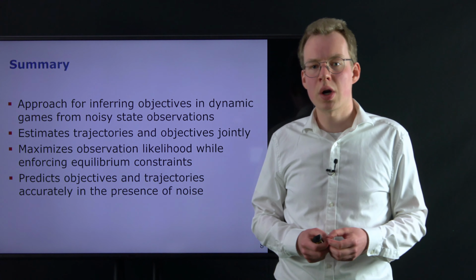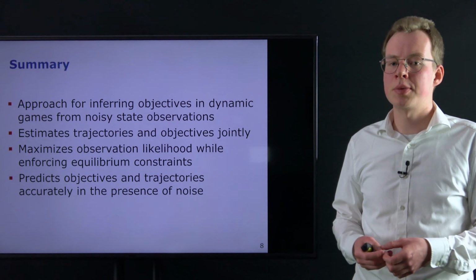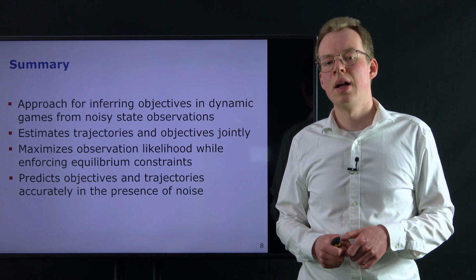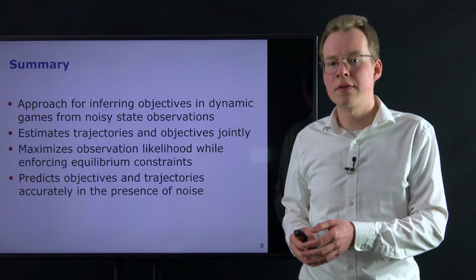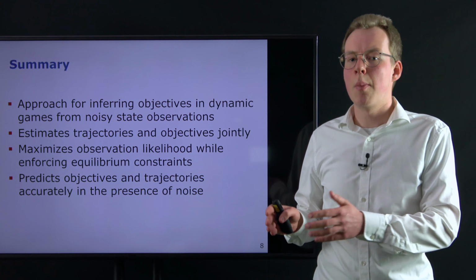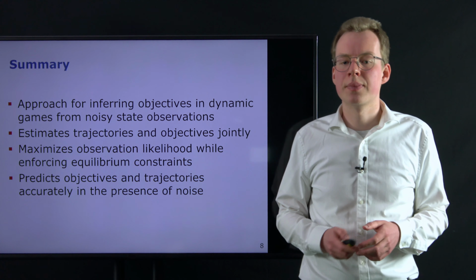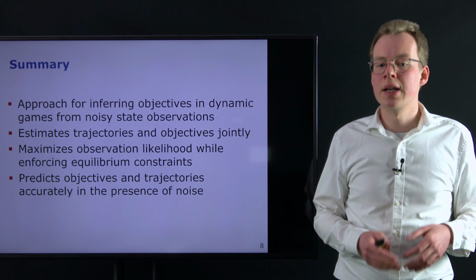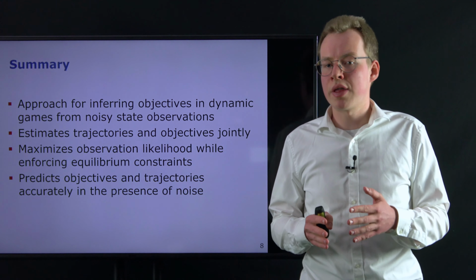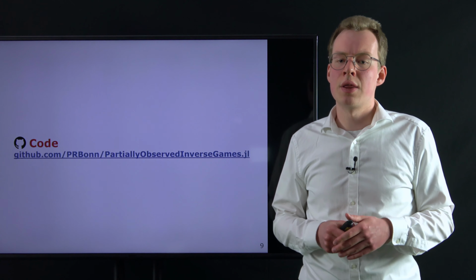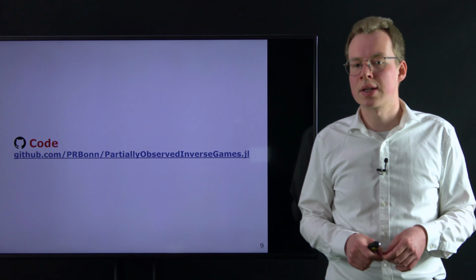To summarize this work, we have presented an approach for inferring objectives in continuous dynamic games from noise-corrupted partial state observations. Our method estimates objectives and trajectories of players jointly by maximizing observation likelihood while enforcing equilibrium constraints. The experimental results show that even in the presence of noise, our method can predict player objectives and trajectories with high accuracy. The code for our work has already been released on Github.